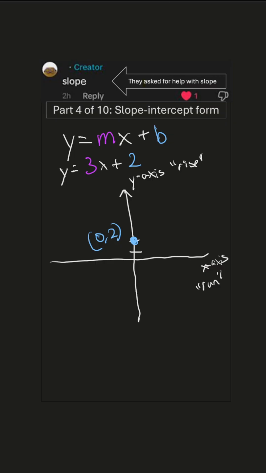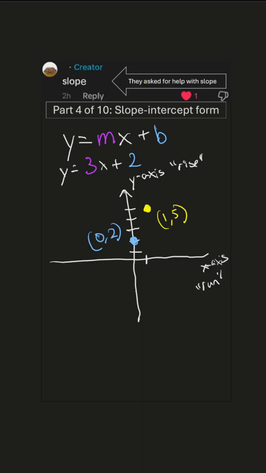So starting from our intercept, let's go to the right 1, and then let's go up 3. 1, 2, 3. And let's plot that point. So we're going to go to the right 1 from our point, and then we'll go up 3. So there it is. And that coordinate is 1, 5.